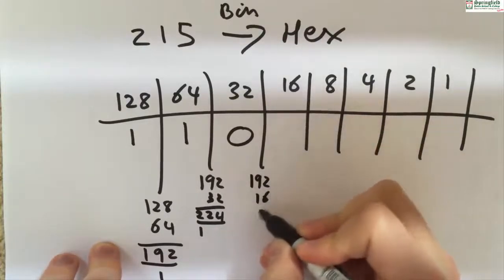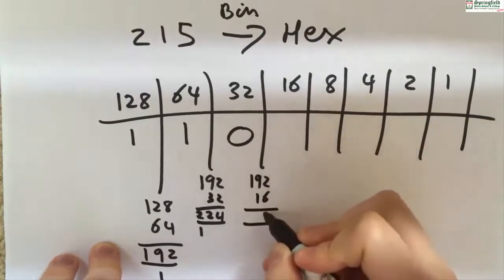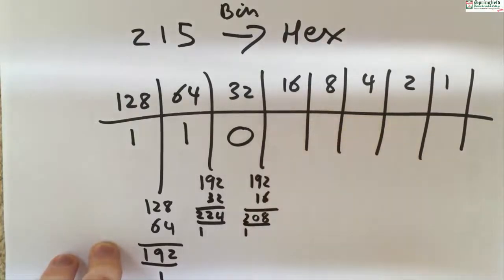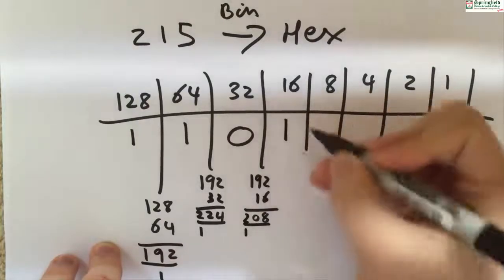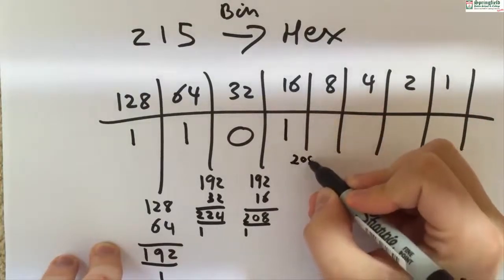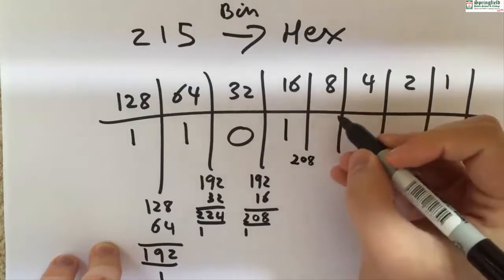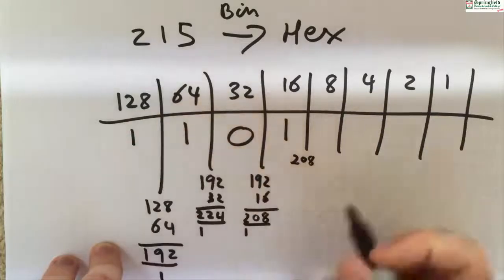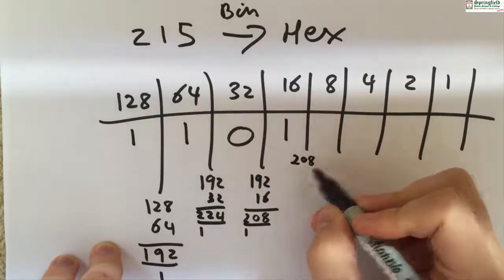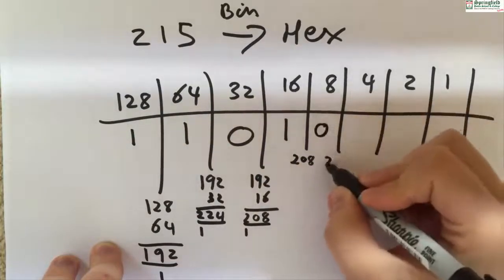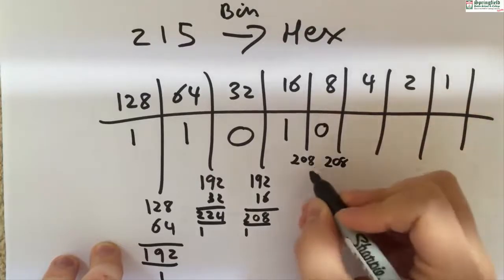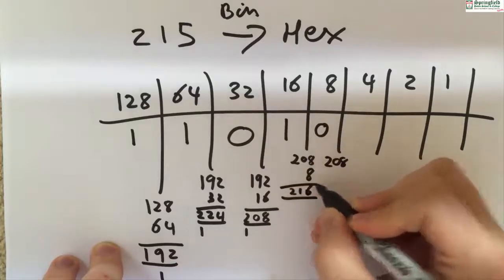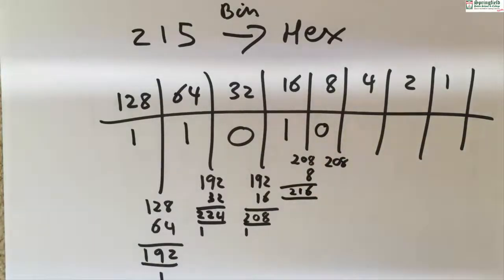192 add 16. 2 add 6 is 8. 9 add 1 is 10. 208. Yep, that works for me. So I'm going to say I will have the 16, and that gets me up to 208. Can I add an 8 to that? Well, 8 add 8 is 16, so I can already tell that that's going to get me beyond my 215. So I'm just going to say no to that and make 208 again. You can still write this out if you feel more comfortable, of course. But as I say, I know that's going to get me 216. So let's keep going along.